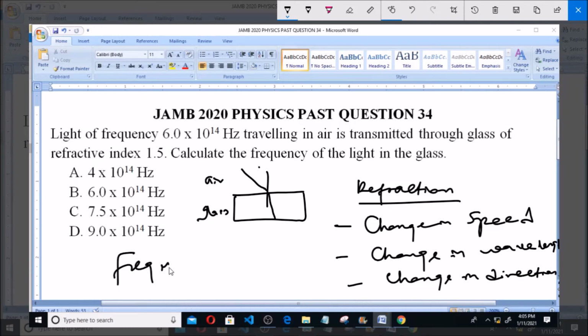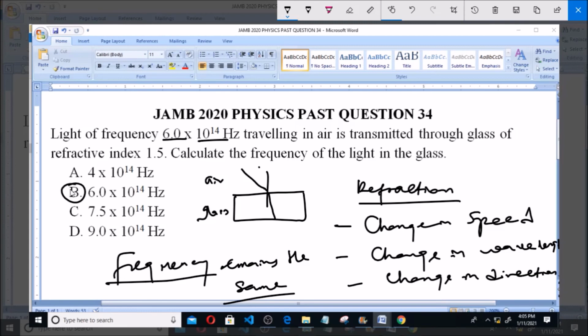So frequency remains the same. So no matter the refractive index of the glass, the frequency of the light will remain the same in the glass. And like we are given here, the frequency of the light is 6.0 times 10 raised power 14 Hz. So also it will be in the glass, 6.0 times 10 raised power 14 Hz.